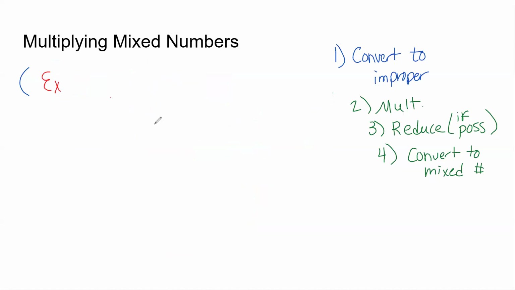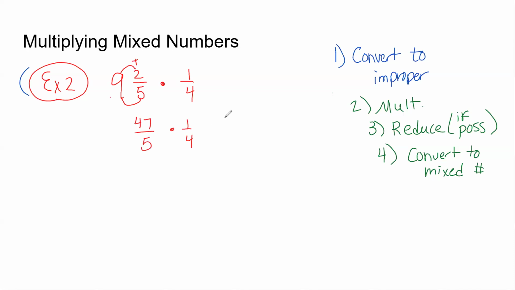Example 2. What if we just have 9 and 2/5 times 1/4? So one of them's a mixed number and one's just a proper fraction. That's fine. We're actually just going to leave the 1/4. He's good. And we need to convert the mixed number to improper. 5 times 9 is 45, plus 2 is 47. Keep the denominator. Right across the top is 47. Across the bottom is 20.